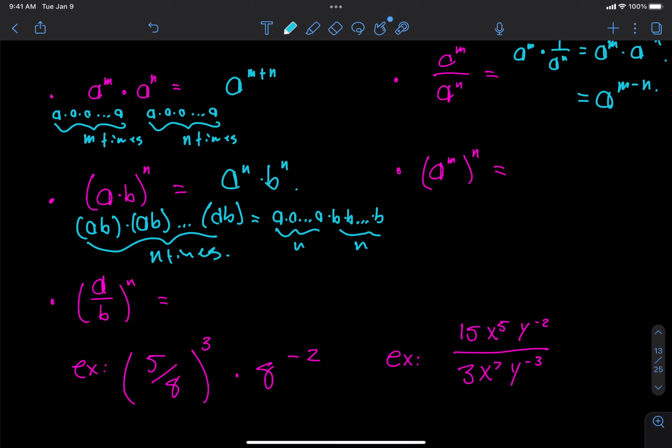Was this what you had in mind? Okay. So yeah, I don't like using the word distribute, but we can basically distribute this power onto each of these.